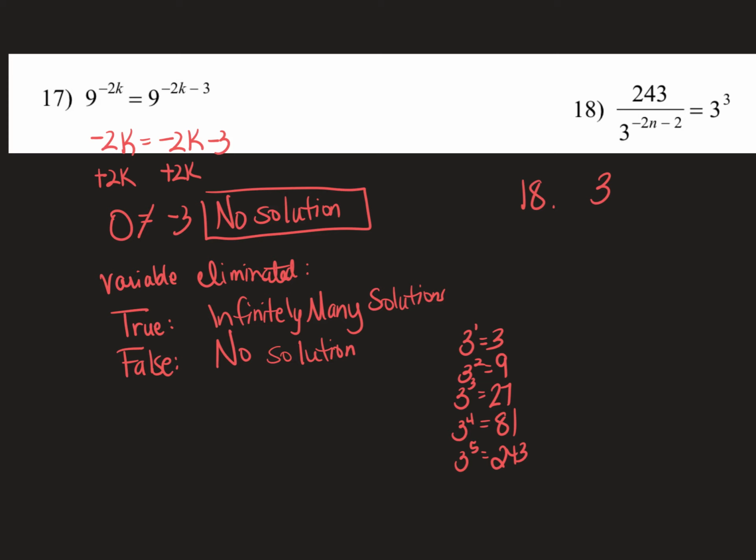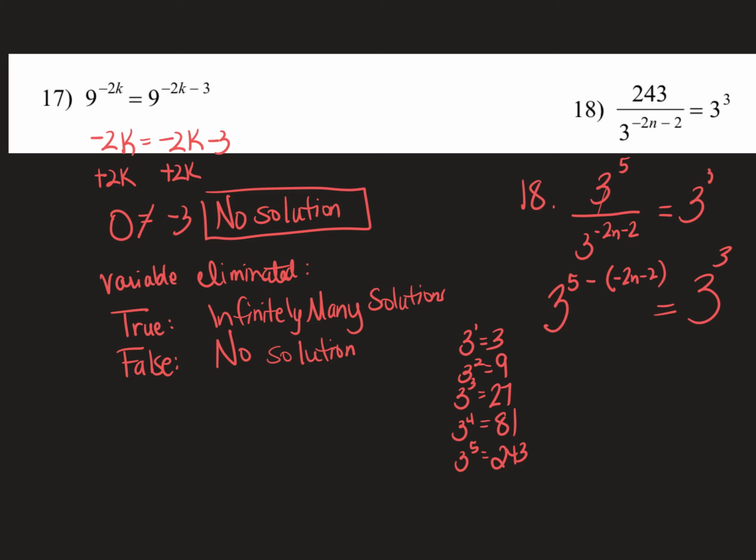So I'm going to rewrite that as 3 to the fifth divided by 3 to the negative 2n minus 2 is going to equal 3 to the third. Now we've got to think about exponent rules. What do I do when I'm dividing bases that are the same? What do I do to the exponents? Well, hopefully you remember you subtract. So I would have 3 to the 5 minus, in parentheses, negative 2n minus 2 would equal 3 to the third power. So when you're dividing, you subtract. When you're multiplying, you add. Don't forget that.